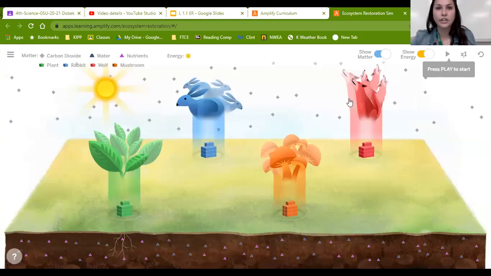All right, so let's take a look at this simulation. Over here, I see a key. That's telling me what each of these mean and what these things floating around are. I'm going to go ahead and start the simulation. I want you to watch what's happening and how energy is moving throughout this ecosystem.